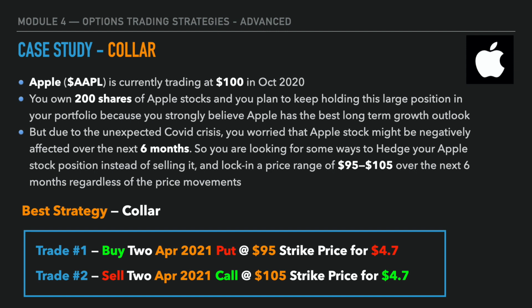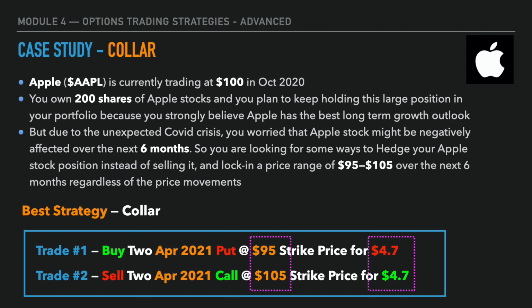After you complete these two trade legs, the premium you pay for your put options will be offset with the income you generate from selling call options. So basically, you just put on a zero-cost hedging trade that locks in your Apple share price between $95 to $105.